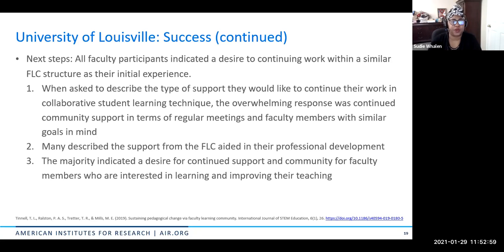Many describe the support the FLC aided in their professional development. And that's one of the really cool things about faculty learning communities and professional learning communities: it is a form of embedded professional development. So people really liked having that opportunity to learn. And then lastly, the majority indicated a desire for continued support and community for faculty members who are interested in learning and continuing their learning. So the support was still there.